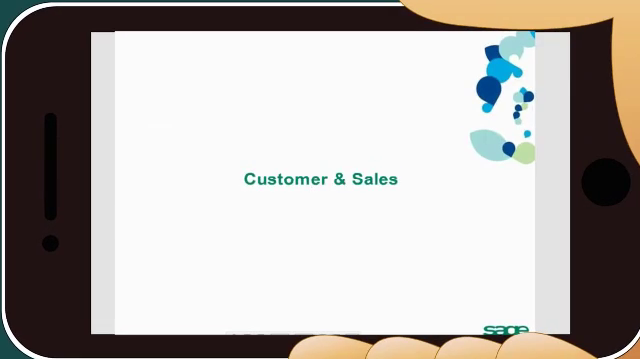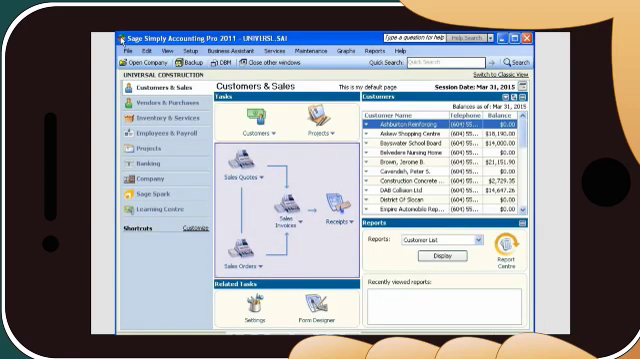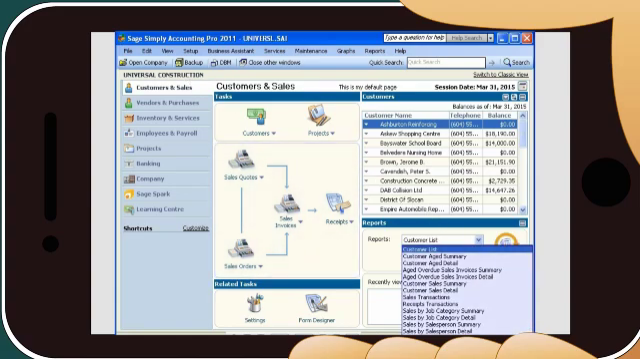With Sage Simply Accounting Pro, you'll efficiently manage your customers and sales, giving you more time to focus on other priorities. You'll issue quotes, enter orders, create invoices, and record customer payments quickly and easily. Finding out who owes you money is a breeze with the reports included, and you can relax knowing you're in compliance with automatic calculation of federal and provincial taxes.